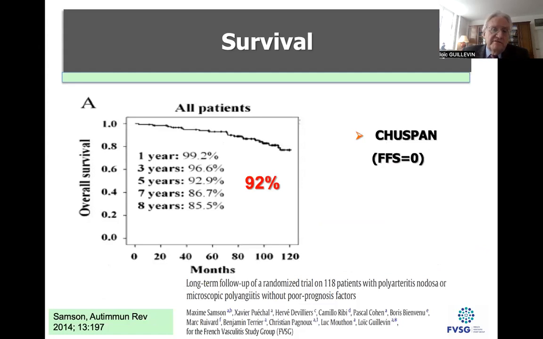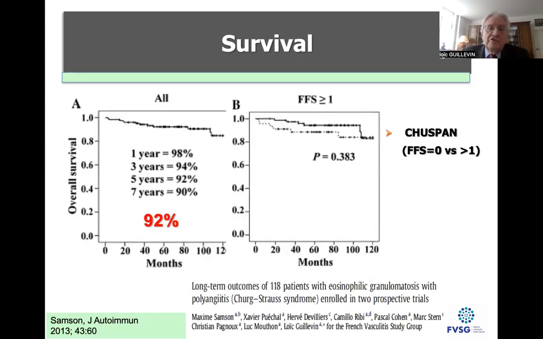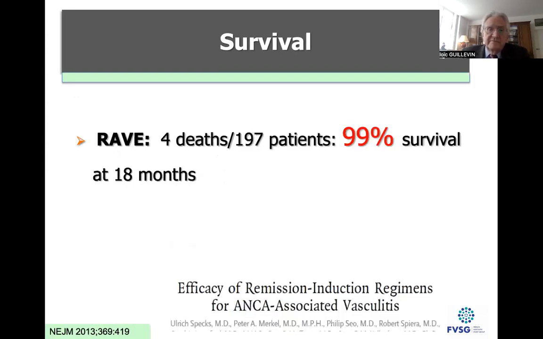Here are the French Vasculitis Study Group studies. When we consider the patients with the best prognosis, with a five-factor score at 0 points, at 10 years we have 92% survivors. And when you combine both, it's approximately the same, 92% survivors. In fact, with a very good, well-adapted treatment, you have really excellent results.